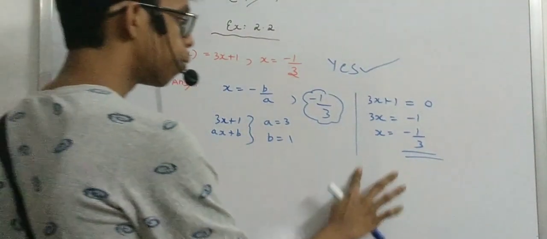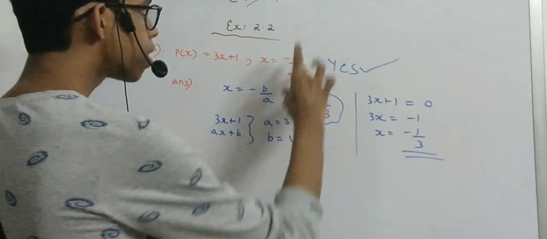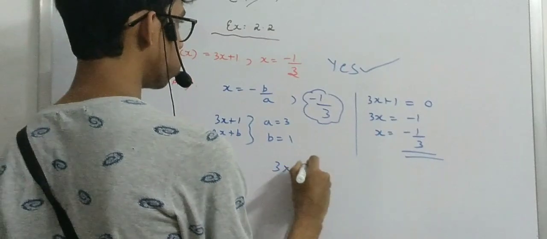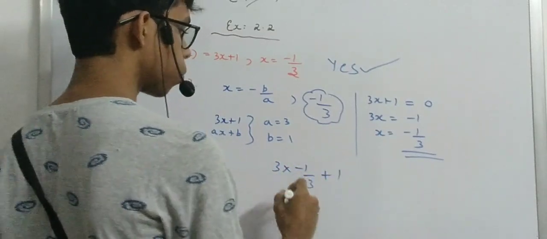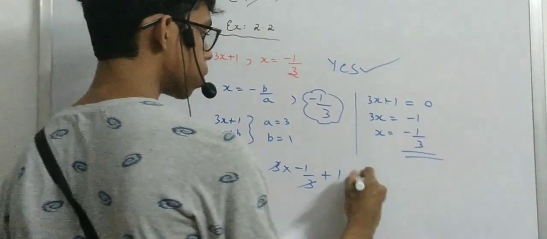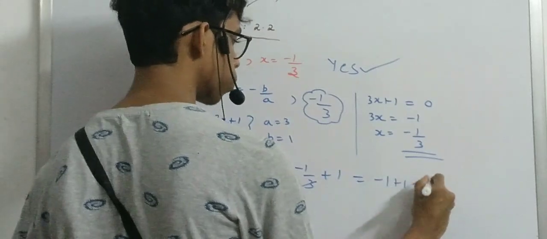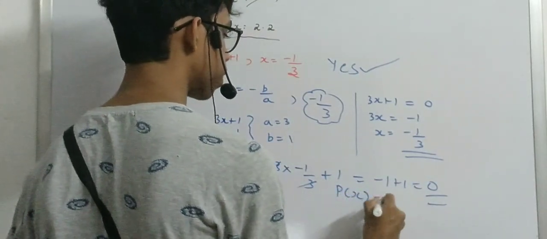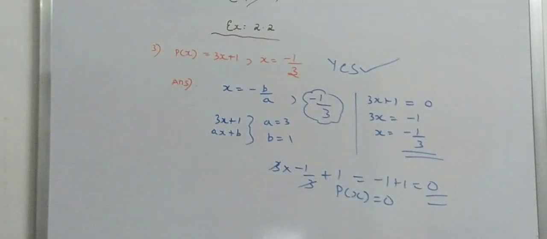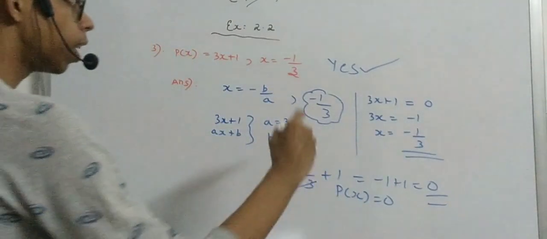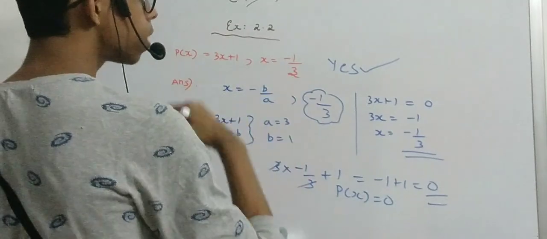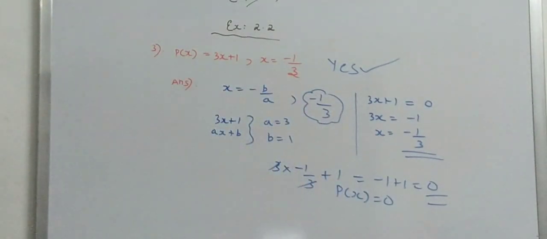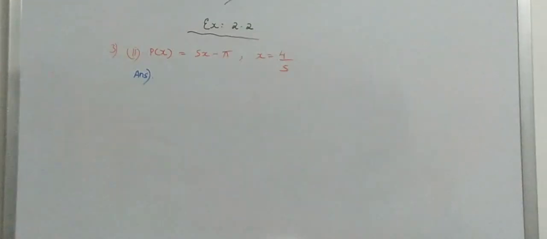Now how will you verify whether it is the 0? Just substitute this minus 1 by 3 over here. So 3 into minus 1 by 3 plus 1. This 3 and this 3 cancel. What is left? Minus 1 plus 1, 0. So we got the value of polynomial p of x is equal to 0. So if we get p of x is equal to 0, it means that x is equal to minus 1 by 3 is the 0 of this polynomial. I hope it is clear to you.